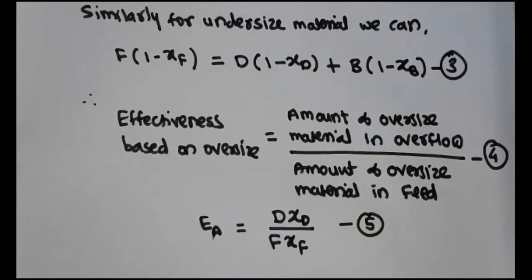Equation number 5. Now since D and F are not easy to determine, we will try to determine the value of D by F in terms of XD, XF and XB. For that we will be using equation 1 and 2, that is overall mass balance and component balance. So let us do that.